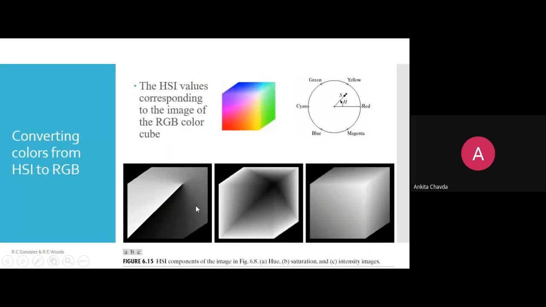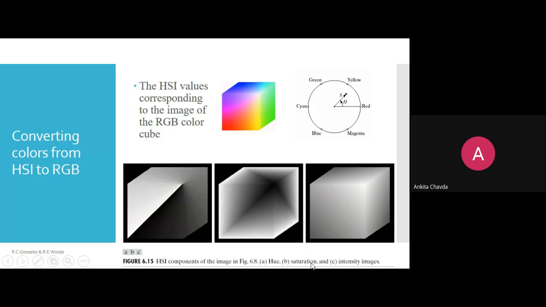So this first one, that is your U. This one is for saturation. This one is for intensity. Intensity will always take the average. That's what we have seen: R plus G plus B, divided by 3. So that will take the average. Average will have the same color. They will have the same color.